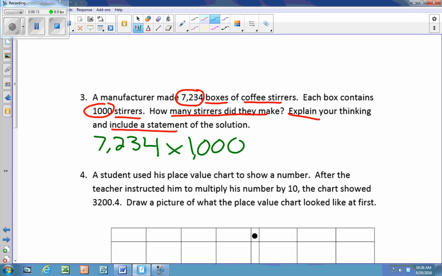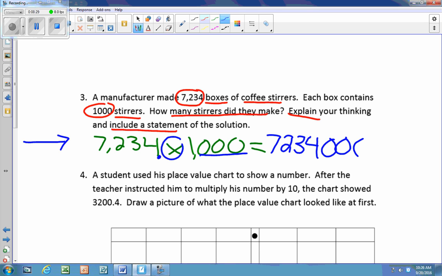And now here's a problem they can solve based on what we just learned. It's bringing together everything we did. So we're multiplying, so we know we need to jump to the right. There is a decimal over here. We need to jump 3 spots. So then we can jump our 1, 2, 3 spots. And there are 7,234,000 stirs. This is an example of where this all comes into use. And that's how we multiply and divide by 10, 100, and 1,000.